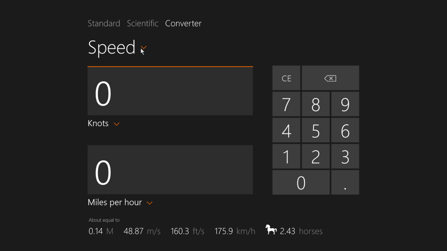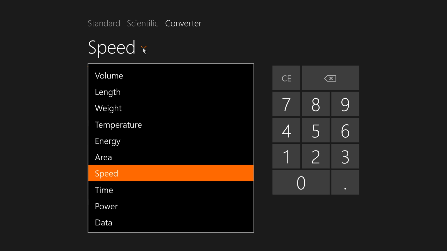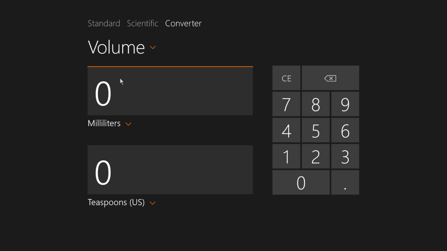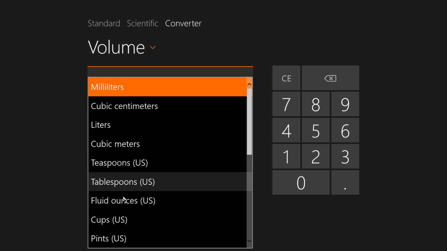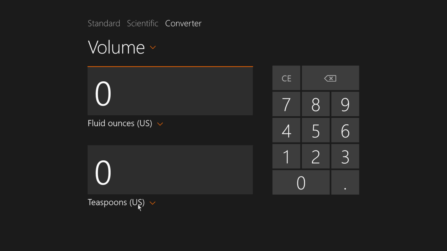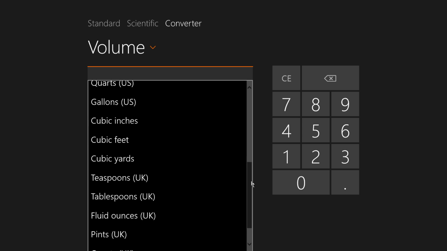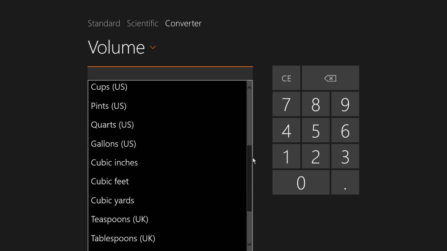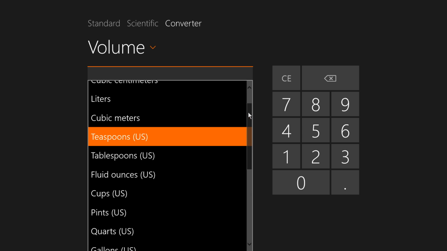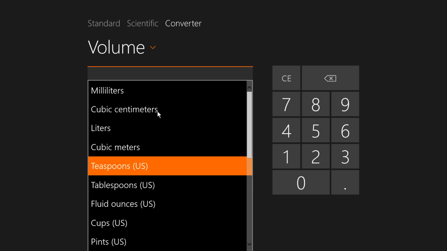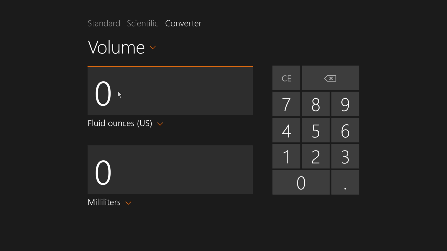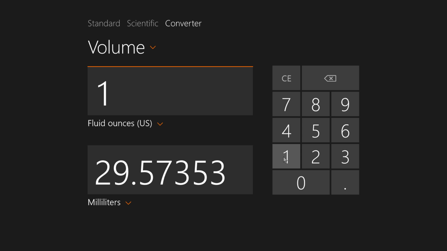Well, let's clear everything again. Let's try volume. Did you ever wonder how many milliliters are in a fluid ounce? Well, fluid ounces, US. Let's enter 1 here, and milliliters here. Well, this will have to go down a bit. Milliliters? I don't even see that here. Cubic centimeters, that is a milliliter, but fluid ounces to milliliters. How many milliliters are in 1 fluid ounce?